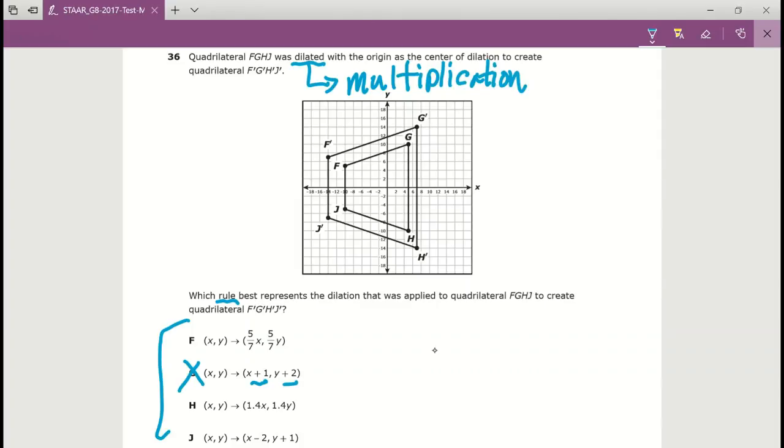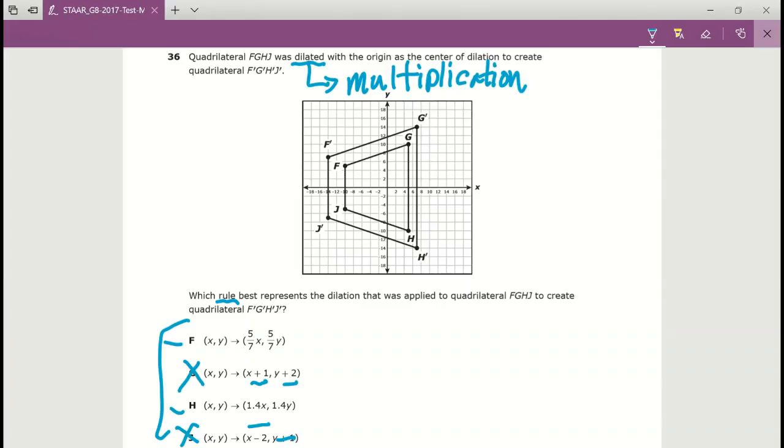And we can also get rid of choice J. Again, we have subtraction and then addition. So we are looking for multiplication. So now we have to decide between choice F and choice H.